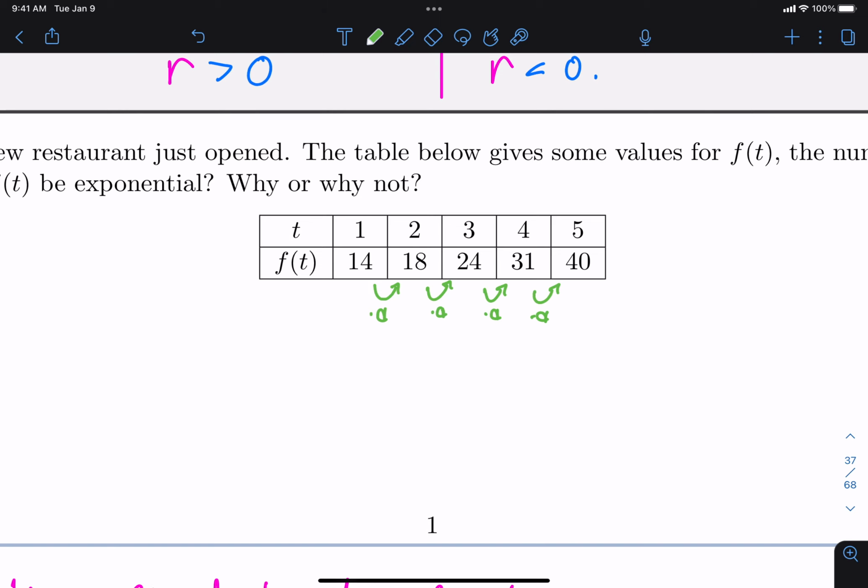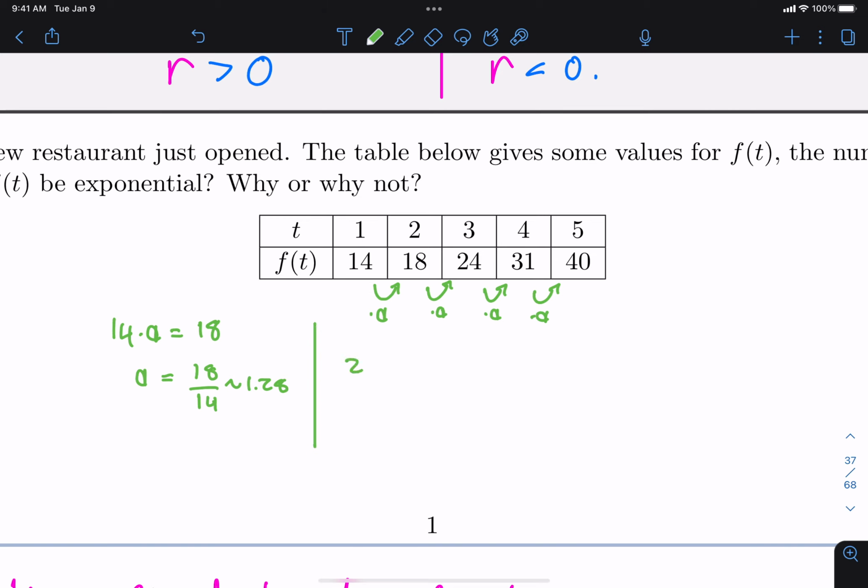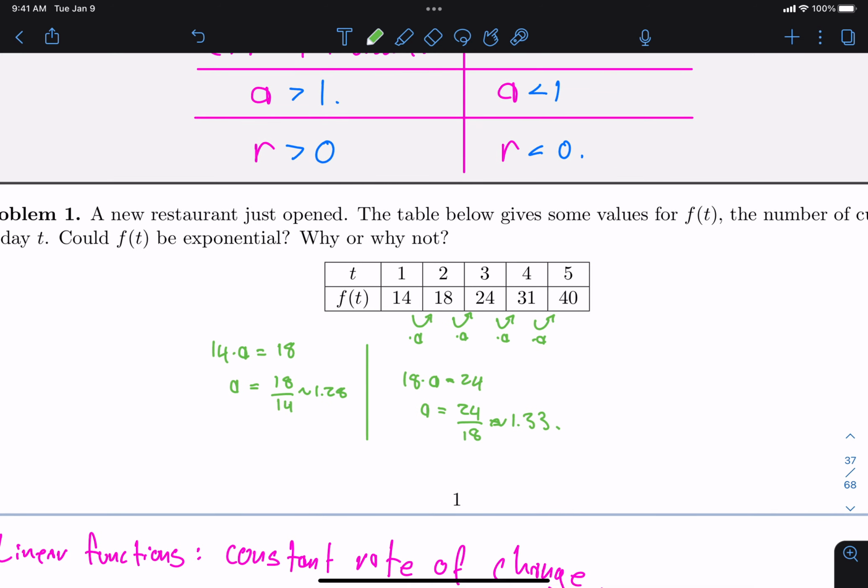Okay? So in order to do that, I just need to think, well, what number would I need to multiply 14 by? If 14 times a gives me 18, then a has to be equal to 18 over 14, right? Just by a simple division. So 18 divided by 14, we get like 1.28. But if each time we're successively multiplying by a, then it should also be true that 18 times a equals 24. Well, if that's true, then a should be 24 divided by 18, which let's check. 24 divided by 18, I'm getting something like 1.33.